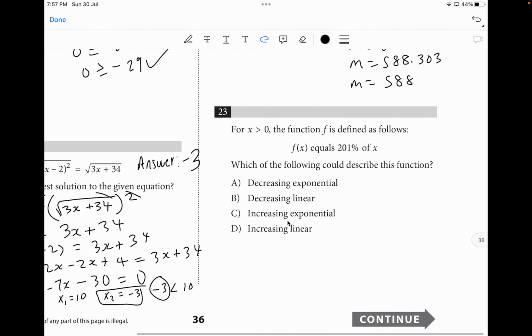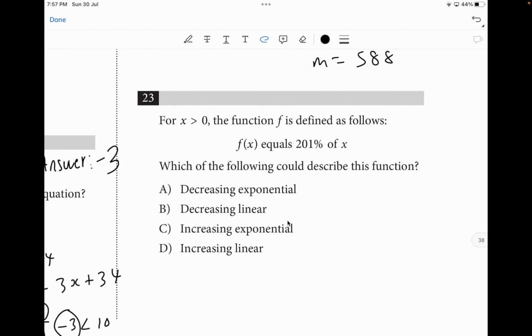Okay, let's move on to the next question. Question number 23. Question number 23 is interesting. For x which is greater than 0, the function f is defined as follows. F of x is equivalent to 201% of x. Which of the following could describe this function? So they're asking us to describe this function. This is defined as 200%.